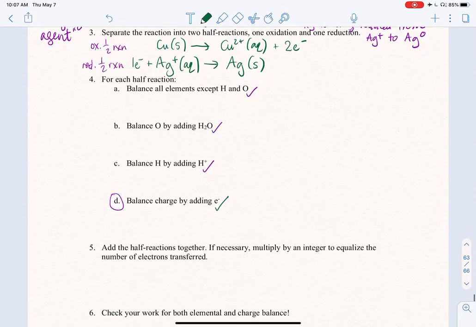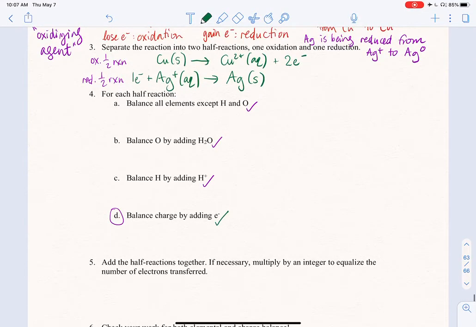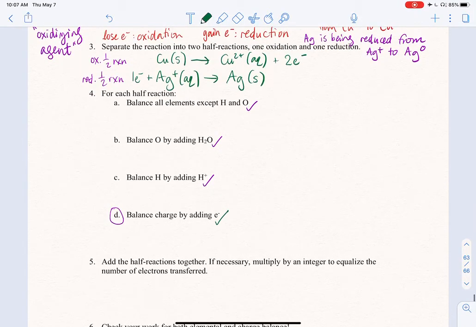Now, the fifth step is to add the half reactions together. However, it's very important to note that if necessary, you have to multiply by some integer to equalize the number of electrons transferred. In this case, if I'm adding these reactions together, I need to be able to cancel out the electrons that are transferred. So I'm going to take the bottom reaction and multiply it through by 2 so that I can equalize the numbers of electrons transferred, and I can cancel them out.